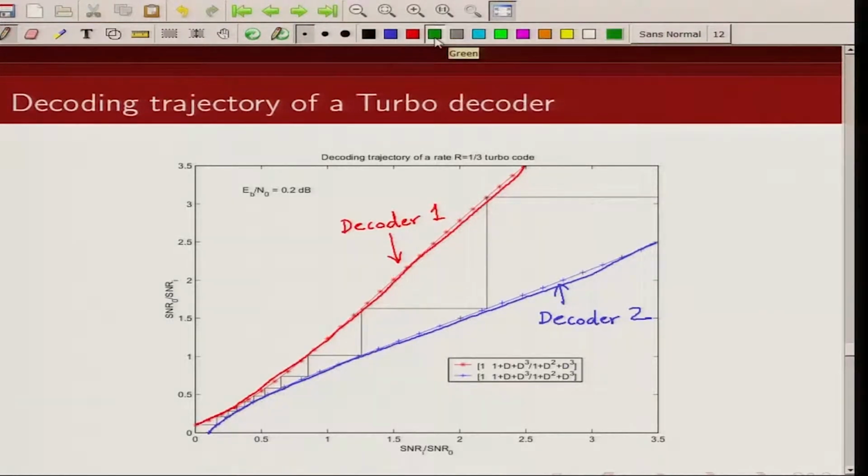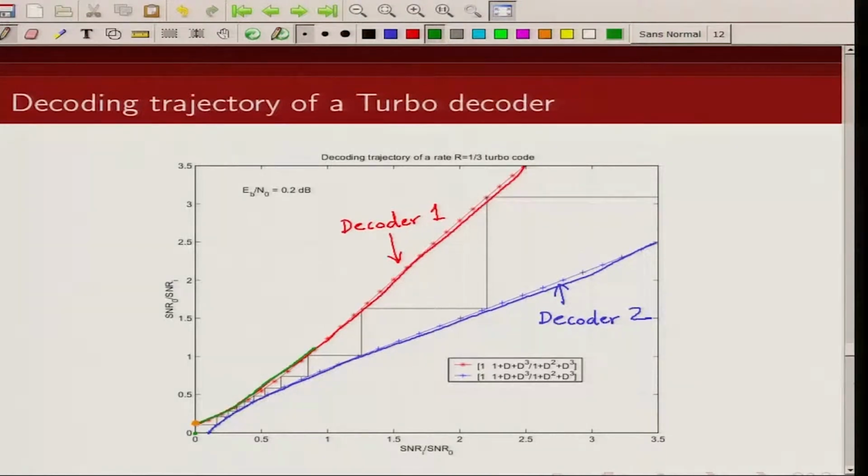So, how do I start? Initially, I will look at the transfer characteristics of the first decoder. Initially I do not have any a priori knowledge, so I will start from this point and look at this curve. This is my extrinsic SNR corresponding to 0 input. Note that this extrinsic information we are getting from decoder 1 is going to be the a priori information for decoder 2. So then what will we do?